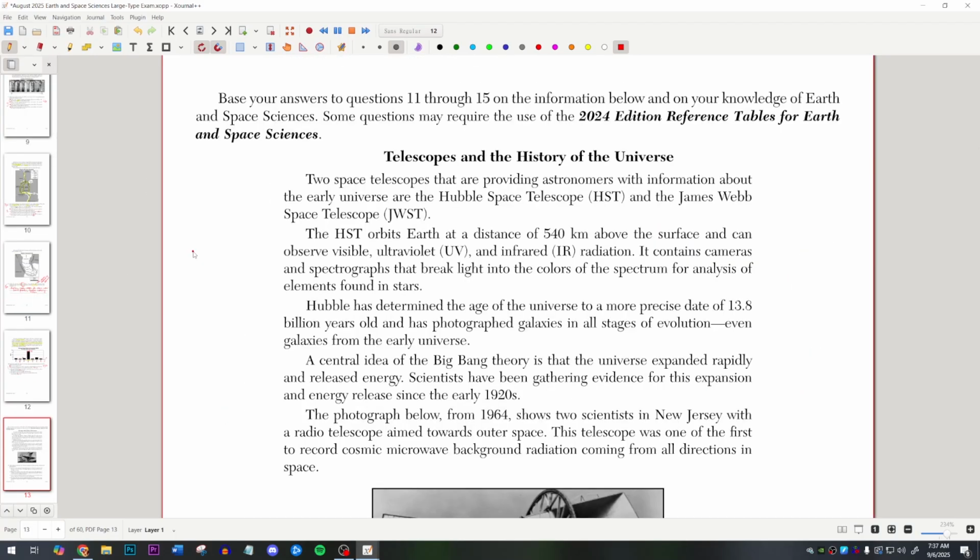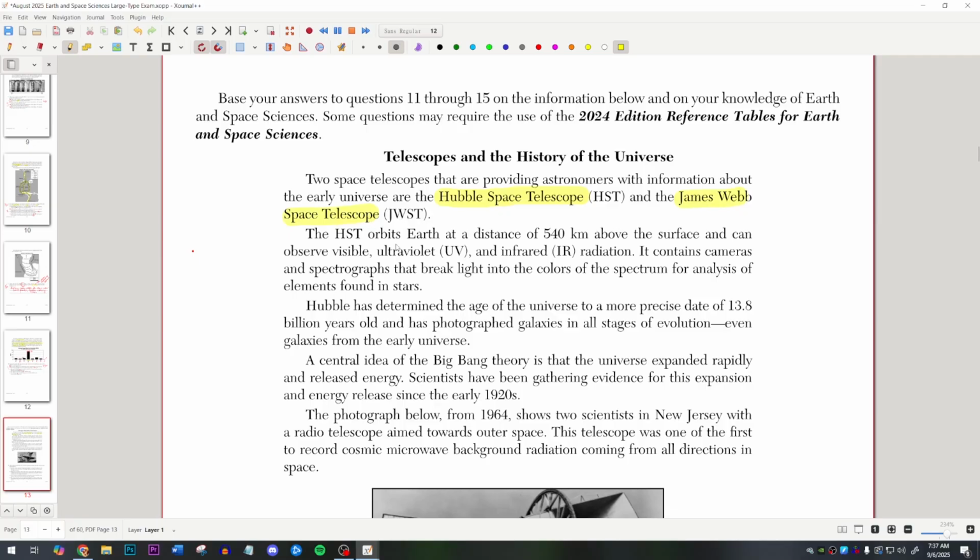All right, next cluster. Base your answers to questions 11 through 15 on the information below and on your knowledge of Earth and space science. Okay, so we're doing telescopes and the history of the universe. All right, let's see what we got. 2 space telescopes that are providing astronomers with information about the early universe are the Hubble Space Telescope, HST, and the James Webb Space Telescope, JWST. All right, so it's going to tell us about both of them.